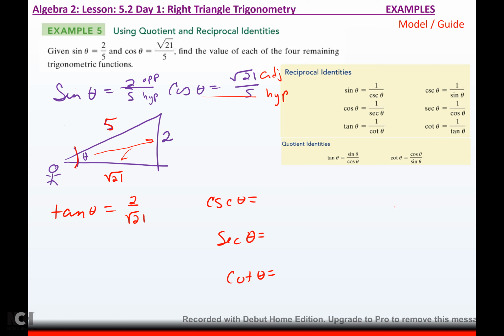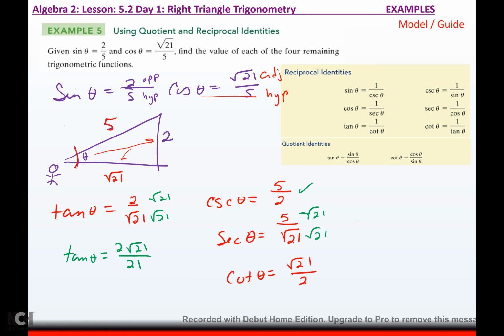Cosecant is hypotenuse over opposite, so I would have 5 over 2. Secant is hypotenuse over adjacent, so that'd be 5 over the square root of 21. And cotangent would be adjacent over opposite. Alright, so let's clean them up, rationalize where we can. Tangent theta equals 2 square roots of 21 over 21. Cosecant is fine. I have to rationalize this one, which gives me secant theta equals 5 square roots of 21 over 21, and this one's fine.